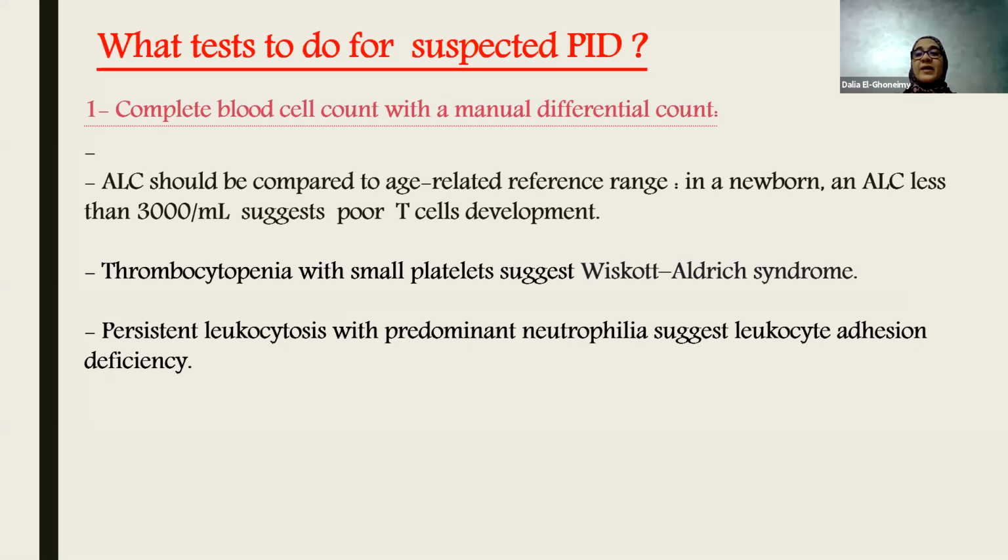In the newborn, an absolute lymphocytic count less than 3,000 should raise the suspicion of poor T cell development and require further investigation. And in general terms, absolute lymphocytic count should be compared to the age-related reference range. We can find thrombocytopenia with small platelets in patients with Wiskott-Aldrich syndrome. Persistent leukocytosis with predominant neutrophilia, even in between episodes of infection, can suggest leukocyte adhesion deficiency.